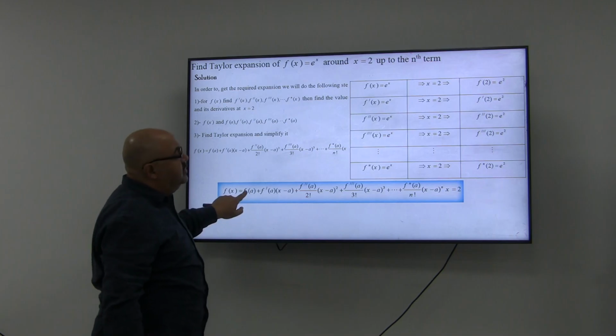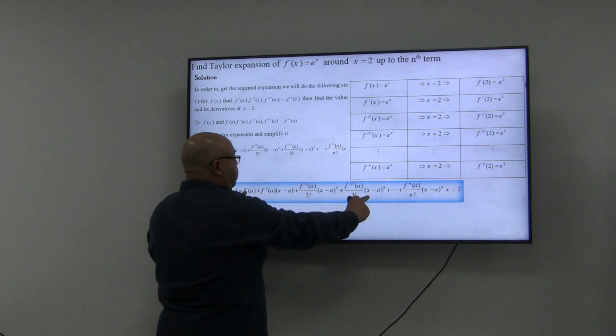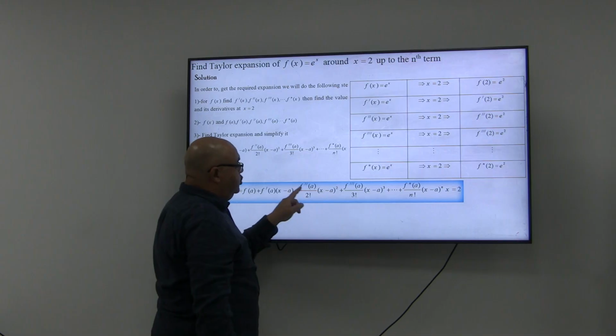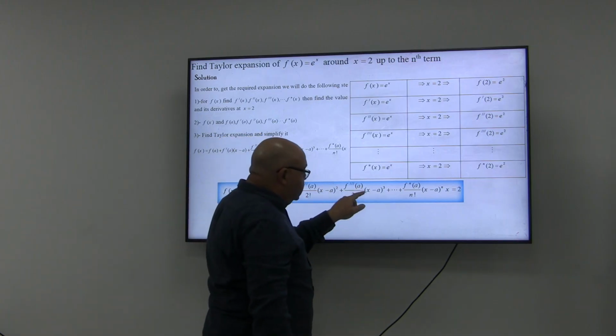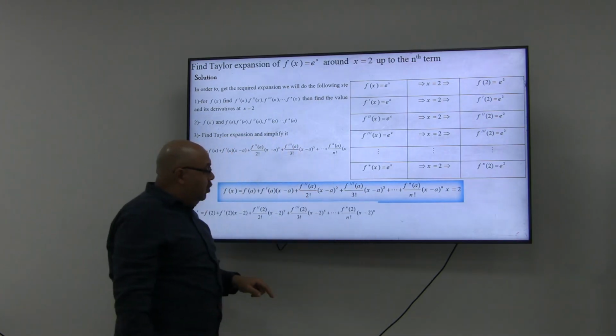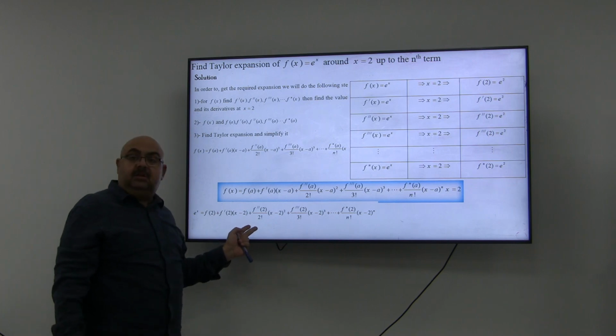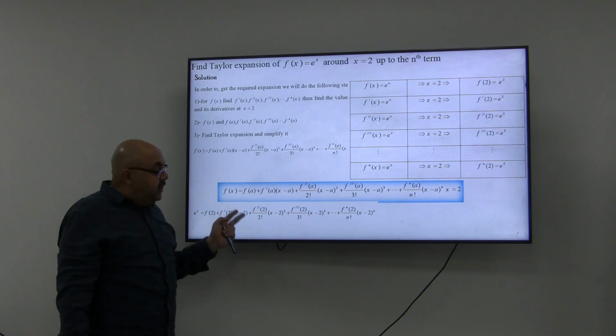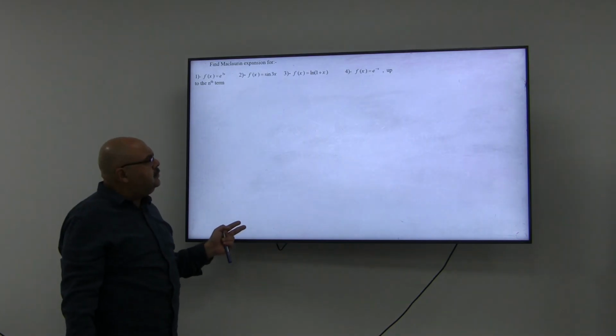So each of these is e to the power of 2. And this is going to be multiplied by x minus 2 to the power of 2, x minus 2 to the power of 3, and so on. That's the expansion that actually approximates this function in the neighborhood of 2.